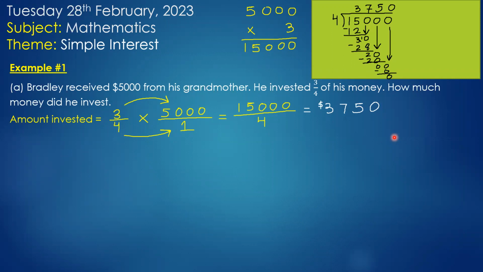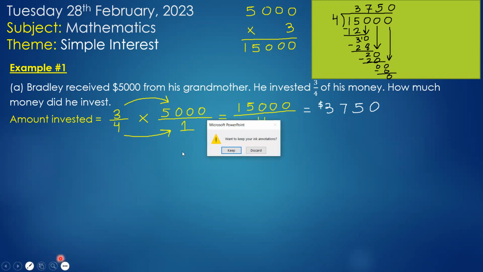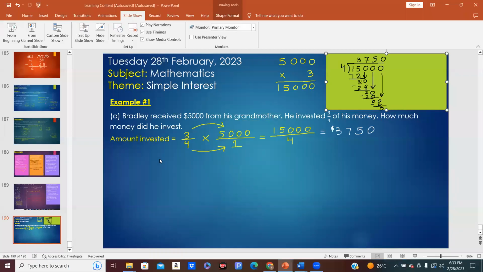Okay, so let's move on to number 2. I know we are on simple interest. So where does simple interest come into play with this question? Well, simple interest comes into play with this question in part B.